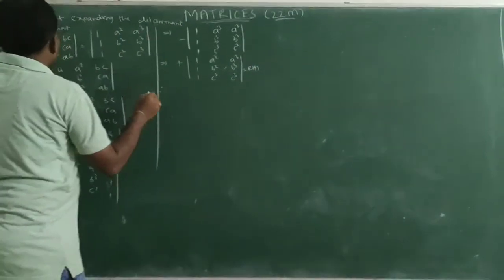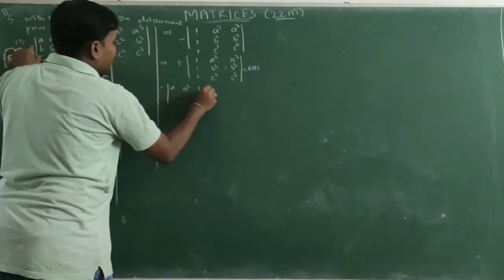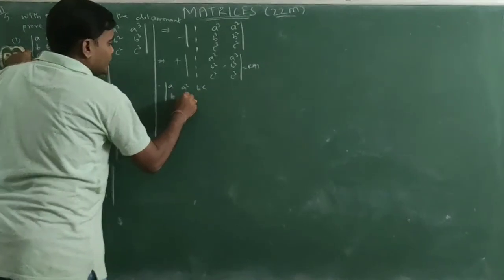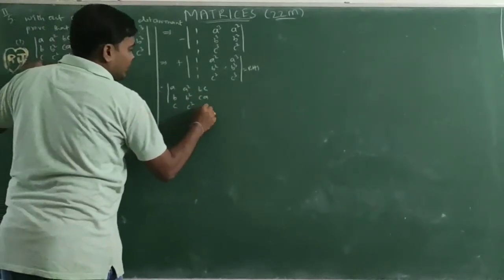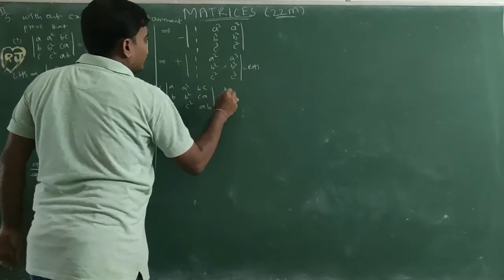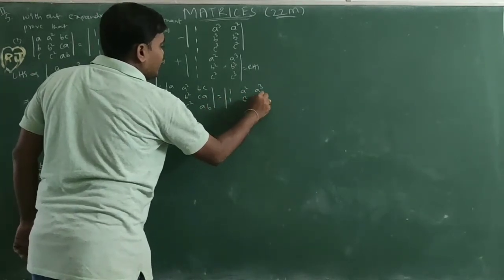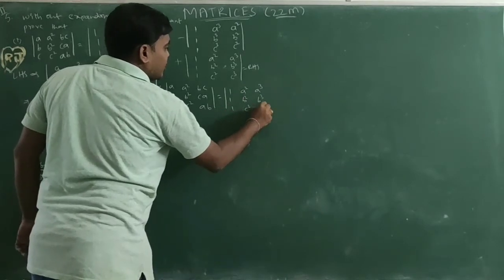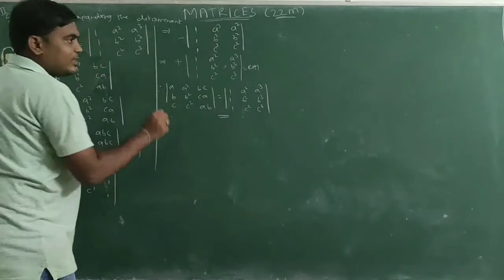Therefore, the determinant A square BC, B square CA, C square AB equals the determinant 1, A square, A cube; 1, B square, B cube; 1, C square, C cube. So this is the proof. That was the first one. Next, coming to the second question.